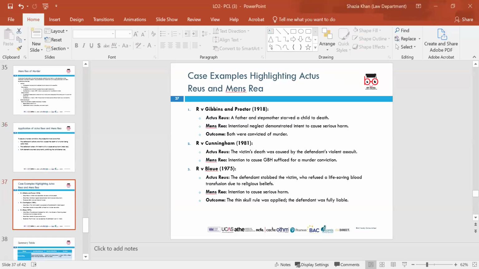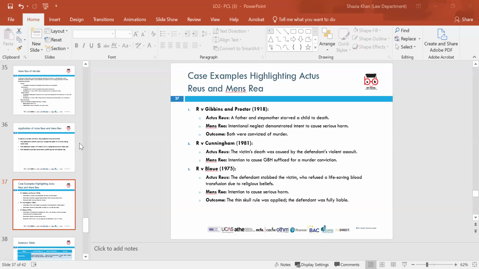The core examples in regards to that are the case of R v Gibbins and Proctor, 1918, where the actus reus was a father and stepmother starved a child to death. The mens rea was intentional neglect demonstrated intent to cause serious harm. The outcome was both were convicted of murder. Another case is R v Cunningham, 1981. The actus was the victim's death was caused by the defendant's violent assault. Mens rea was intention to cause GBH, which sufficed for a murder conviction.